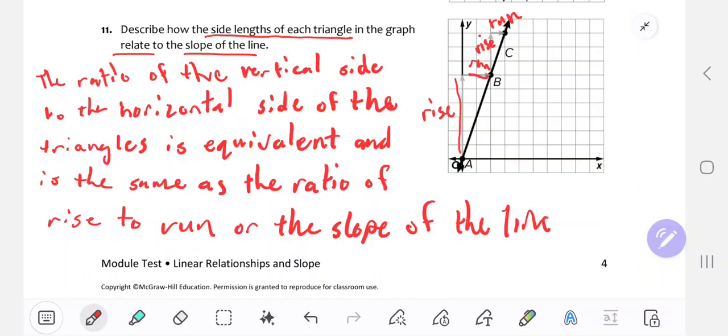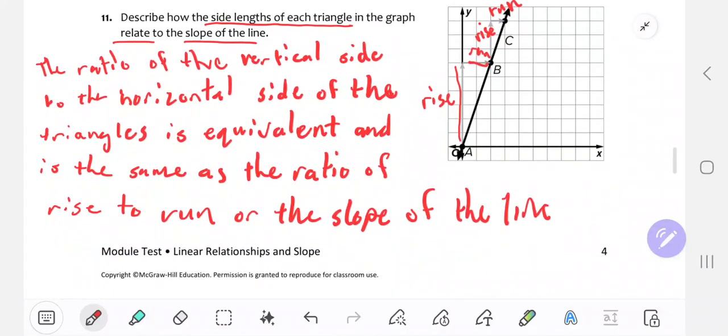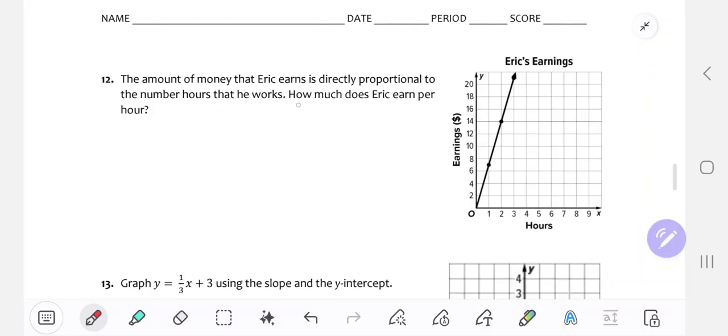Okay, so it's saying how are the sides related to the slope? Okay, and the ratio of 2 sides are just like finding the slope of that line. All right, keep on moving. We're getting there. All right, we got directly proportional.